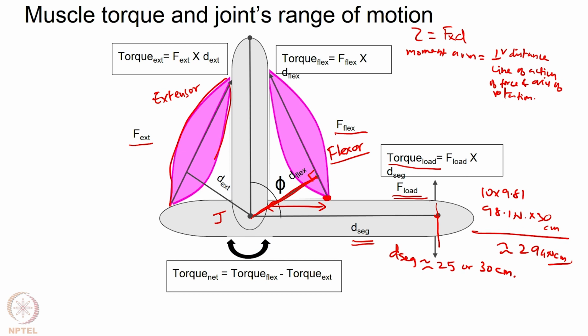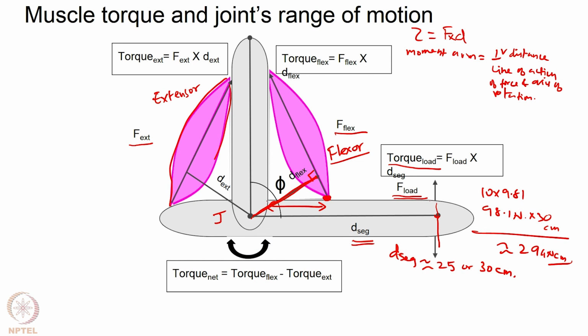In this case, it is immediately obvious that d segment is actually a constant at that angle. Something to remember is, since the load always acts downwards, in this case it is convenient that d segment actually is the length of the forearm, but that is only in this case. At different configurations, d segment or the moment arm of the segment will vary depending on what the joint angle is. Here I have chosen a convenient coordinate system such that d segment is the length of the forearm, but this may vary in other configurations as we will see in future slides.